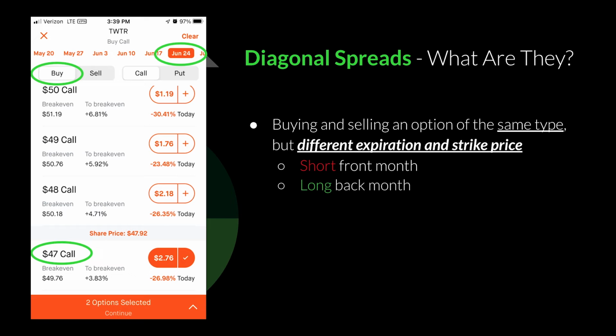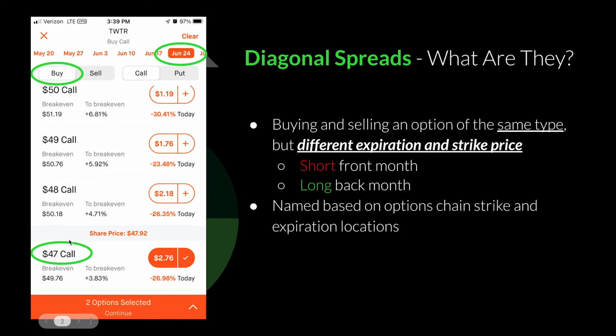Then we are going to long the back month, which means we are going to be buying a call because, again, the option type is going to stay the same for the diagonal spread. So we're going to buy a call, but we're going to use a further out expiration, in this example, June 24th, and a different strike price, in this case, the 47 call.